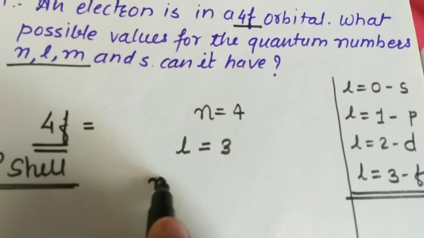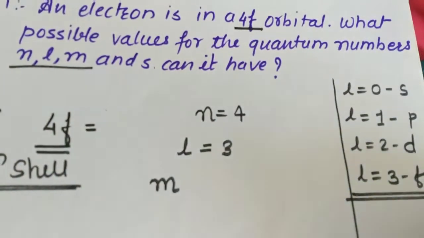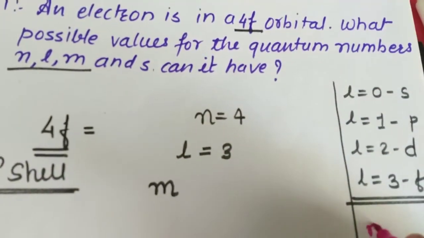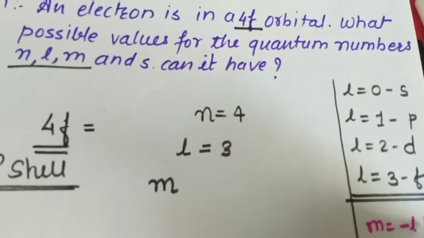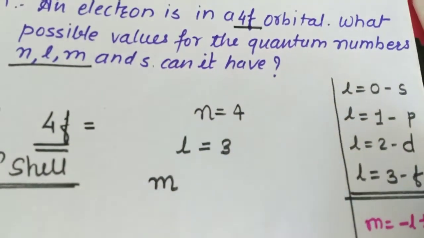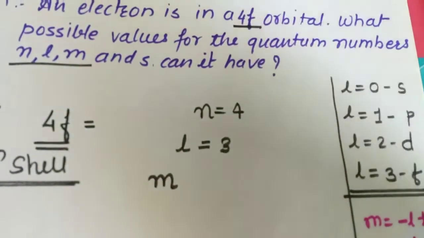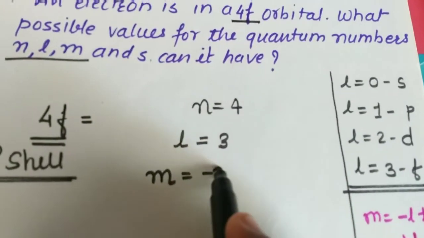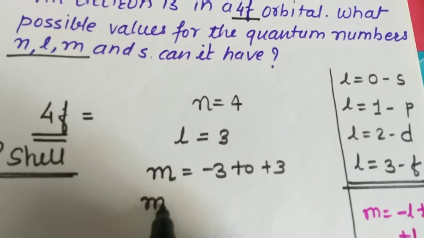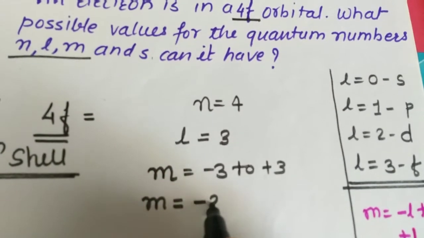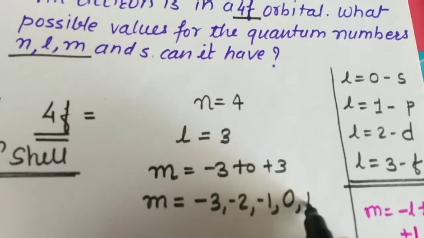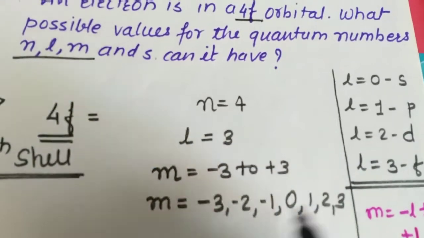Now let's calculate for m. How are we calculating m? We know one more rule for m: m is equal to minus l to plus l. So we will solve it as minus 3 to plus 3, and hence m can have the values of minus 3, minus 2, minus 1, 0, 1, 2 and 3.